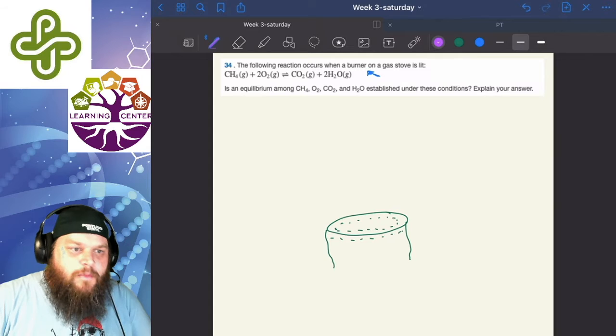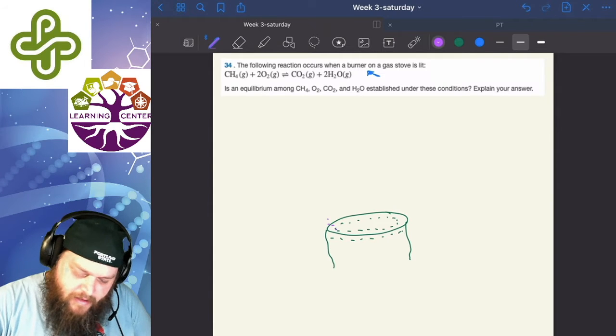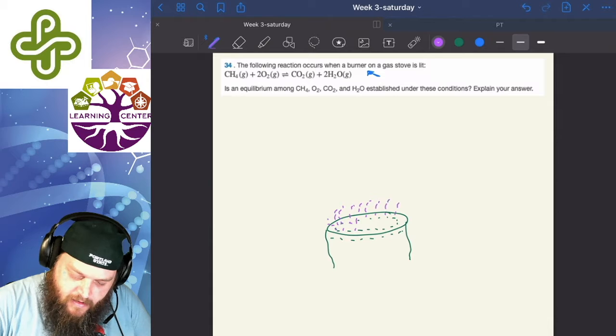And what you end up with is methane coming out of those holes. So methane's going to be kind of spewing out of there once you turn the gas on. And we're going to have methane gas coming up from there.